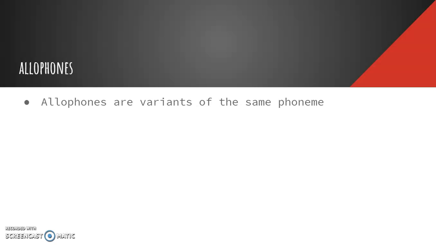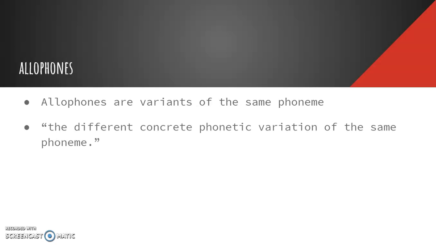Now that is what is called allophones, right? The different concrete phonetic variation of the same phoneme. This is what is being quoted in the text. The different concrete phonetic variation of the same phoneme is what is called an allophone. Allophones occur in the same linguistic environment and do not bring about a change in meaning.